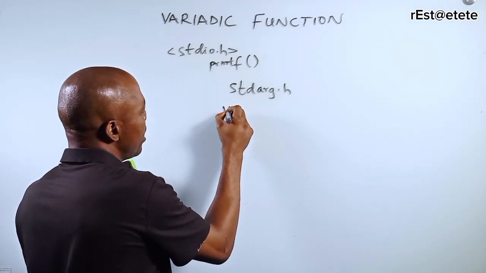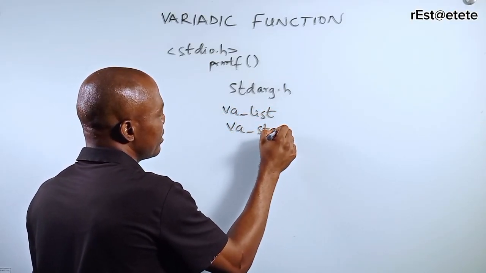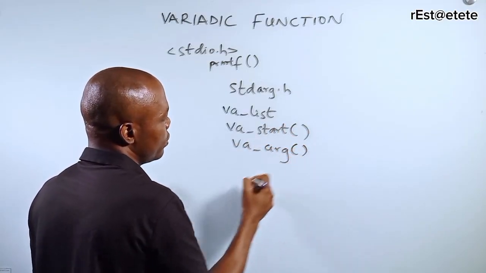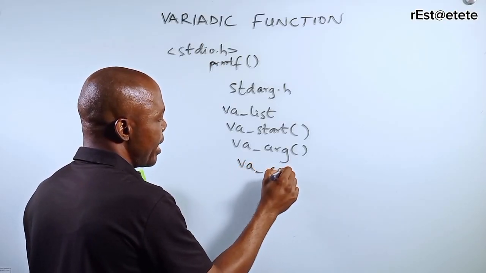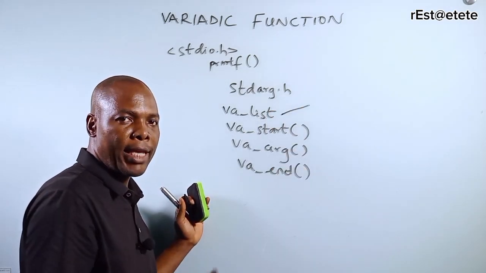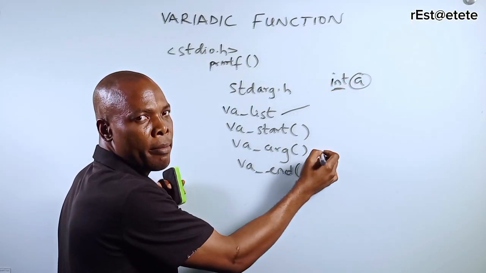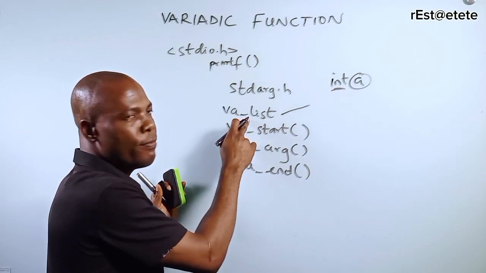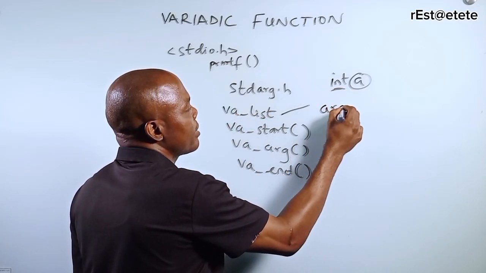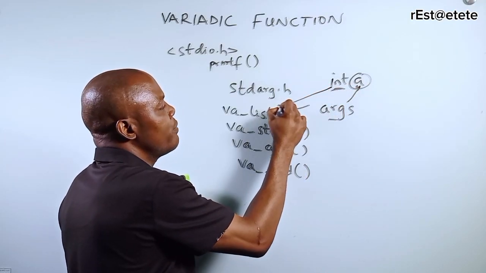So examples of the macros are va_list, va_start, va_arg, and then va_end. Now, what are they? So this va_list is a type, like a data type. When I say int a, this is a variable created in the integer realm. So this is a type, right? So this va_list is also a type like this. So I'm going to create a variable, and I will name that variable args. So this variable, which is like this a, the type is this va_list.